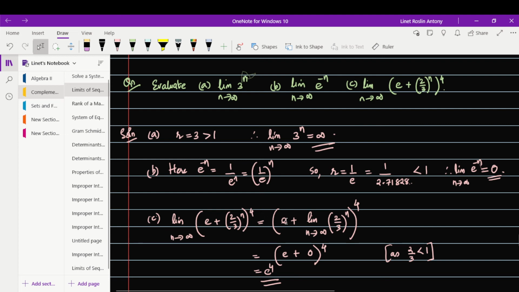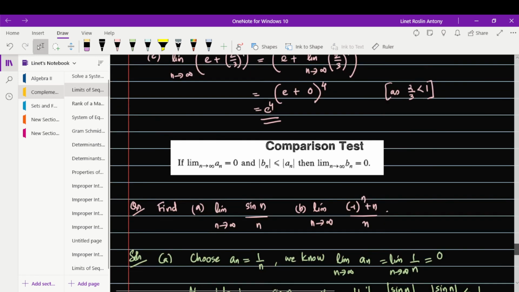So you get e plus limit n tends to infinity (2/3)^n, the whole raised to 4. Okay. So this 2 by 3 is strictly less than 1. So using the limits of powers rule, you get this to be equal to e plus this becomes 0. Okay, this value becomes 0. So that becoming 0 will imply the value of this limit to be equal to e raised to 4.